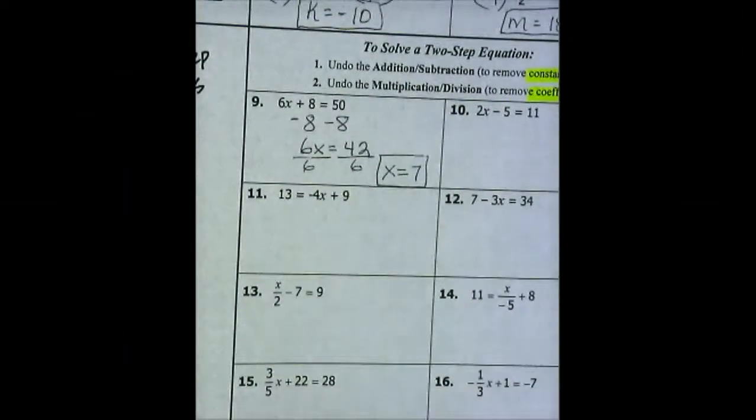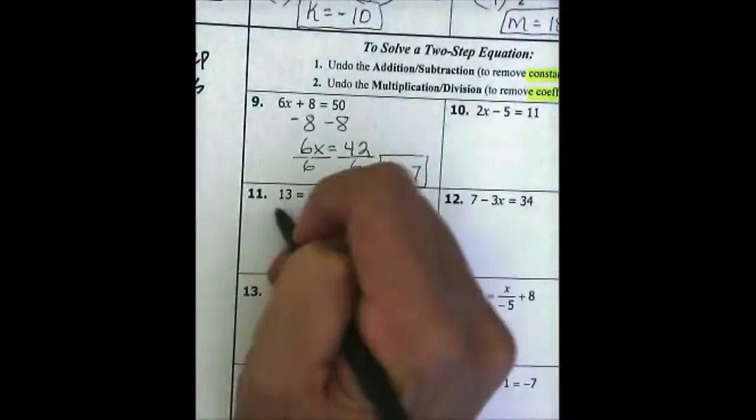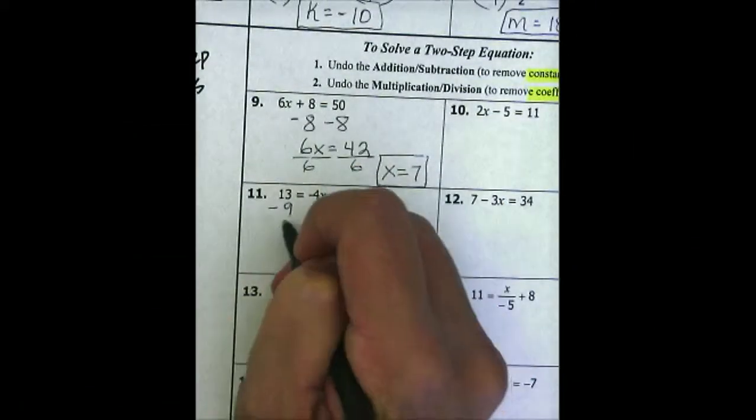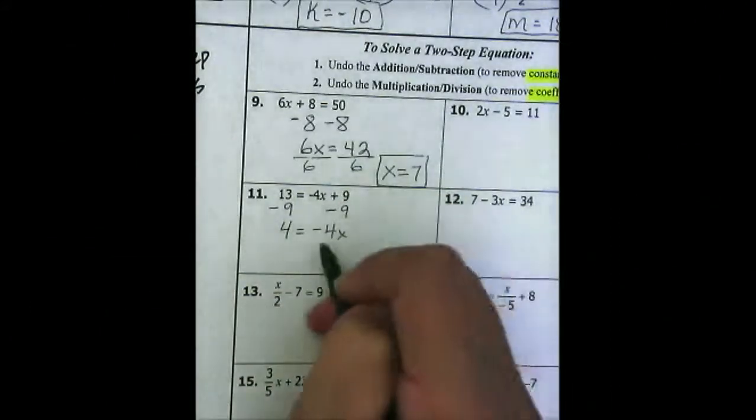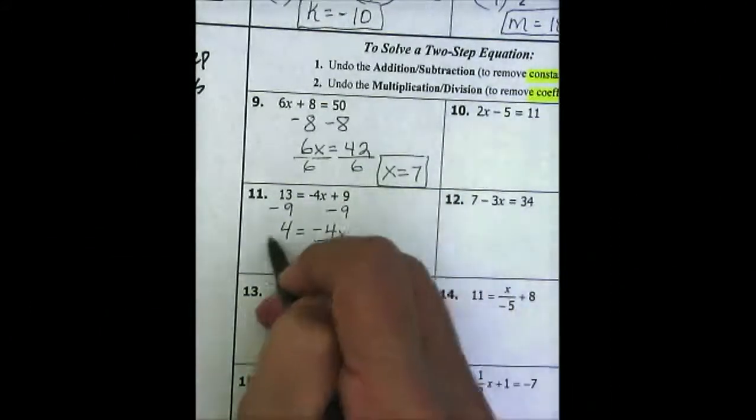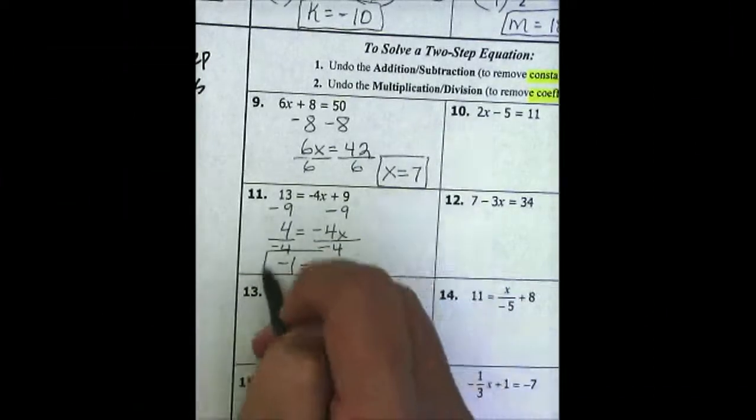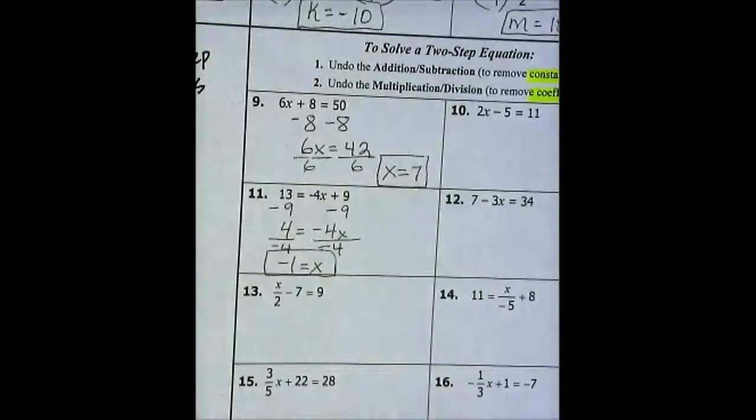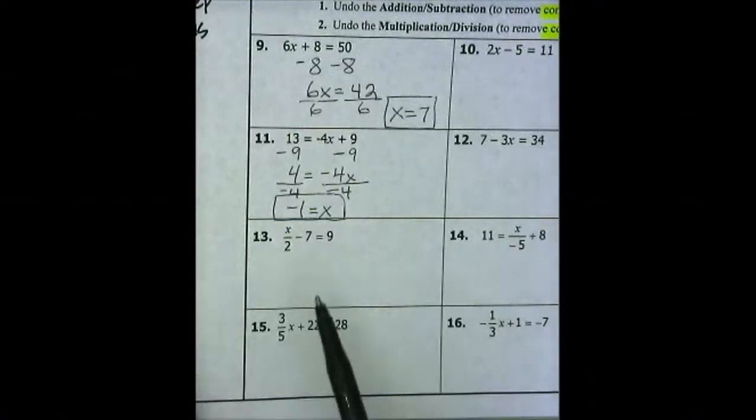For number 11, we're going to undo the addition or subtraction first. We're going to subtract 9 from both sides. We get 4 equals negative 4x. Then we need to divide both sides by negative 4. And we get negative 1 equals x. You can always go back and substitute these answers in to see if you got the correct answer. Number 13. Once again, we're going to follow our rules.